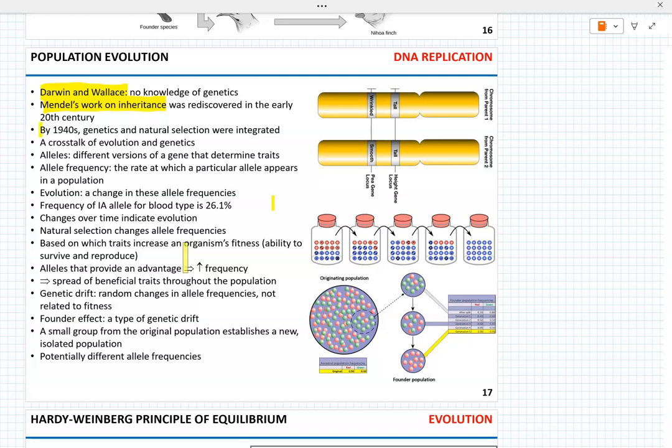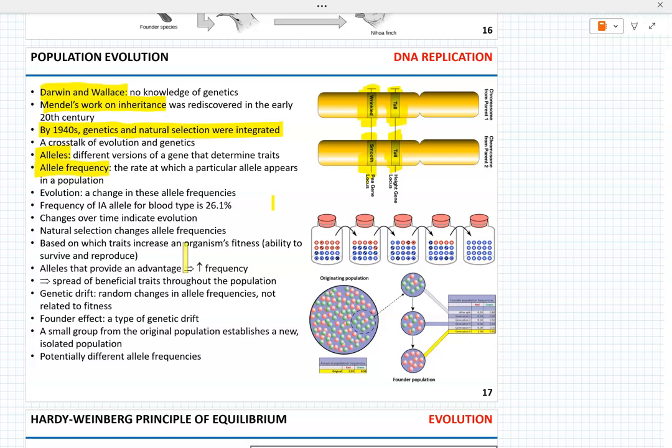So eventually, by the 1940s, the concept of natural selection and the main concepts of genetics were integrated, producing a very productive crosstalk between the two. Now, you remember in our previous conversation that an allele is a version of a gene that determines a trait. For instance, here there are two tall alleles and the wrinkled and smooth alleles, that's for pea plants. So you can calculate the frequency of an allele in a population. Basically, how often a particular allele appears in a population.